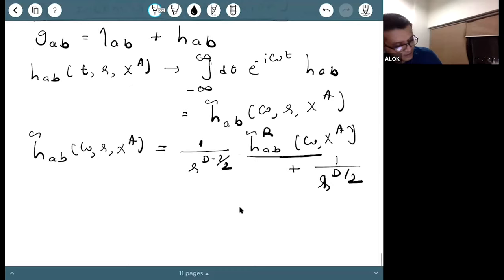And the statement of the classical soft theorem, which hopefully I will try to convince you of, is the following.